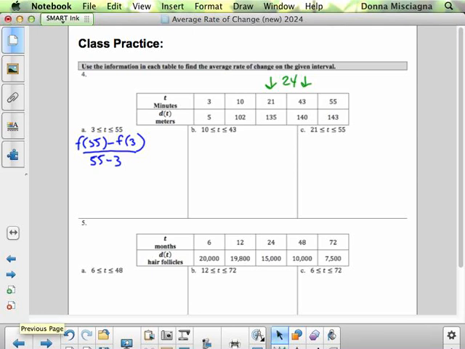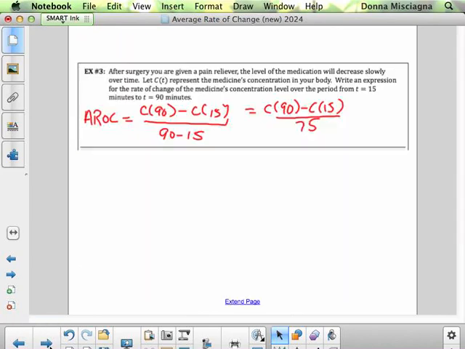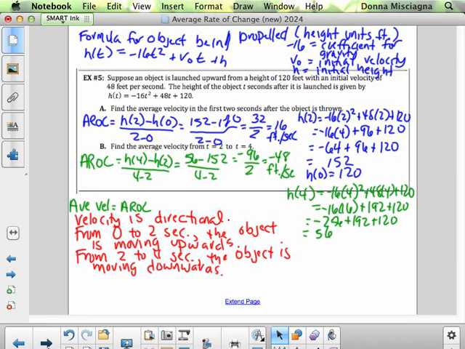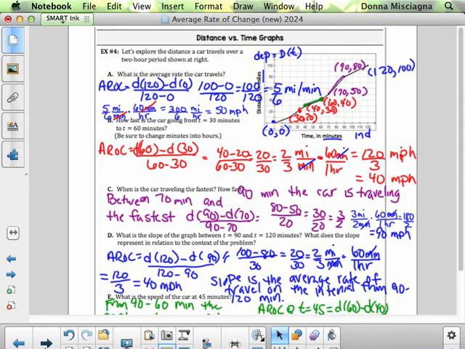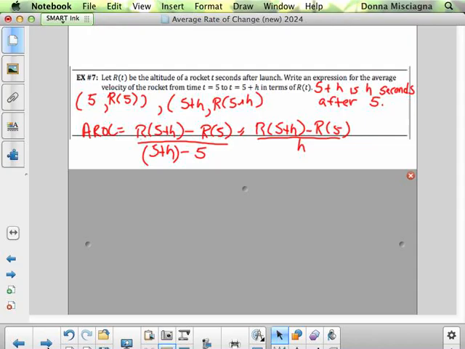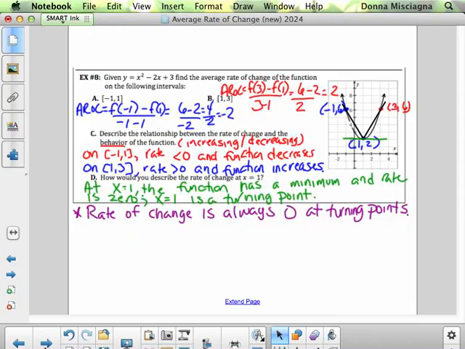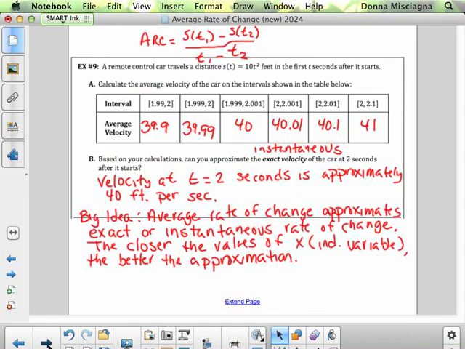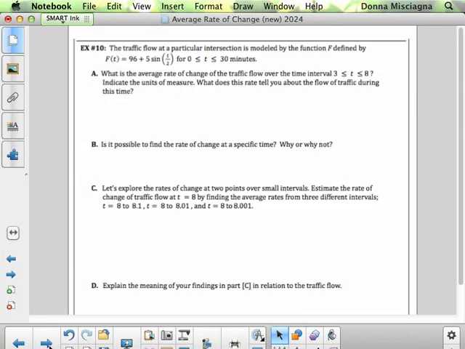If I had even better values, closer values, then I would choose those. So we can approximate instantaneous rate of change with average rate of change. But closer values are better. All right, now I have to do this. Let's take a look at this one.